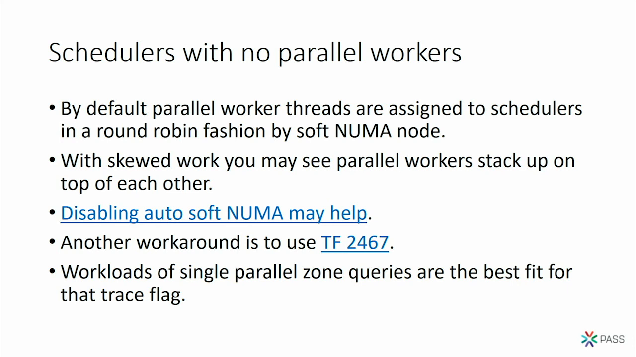The allocation strategy for parallel workers is very simple. It's round robin by soft NUMA node. So there are some patterns of work where you can see schedulers doing nothing and schedulers doubled up and tripled up. Disabling all soft NUMA can help on large servers. I have a blog post explaining that. There's documented trace flag 2467. You're welcome for that, by the way, which also can help. That changes the allocation algorithm to try to pay attention to how busy the NUMA nodes are. Yes, that's correct. By default, for parallel worker placement, SQL Server does not consider how busy your soft NUMA nodes are. It just goes round robin.